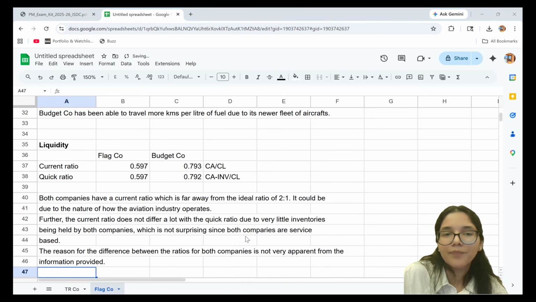Liquidity part? Ritika, do you have a doubt? Last line, explain what you wrote, ma'am.